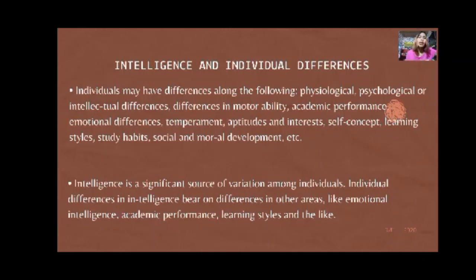Second, intelligence is a significant source of variation among individuals. Individual differences in intelligence bear on differences in other areas like emotional intelligence, academic performance, learning styles, and the like. So, for example, one's level of academic performance can be explained by one's level of intelligence. Thus, in a class, students may have differences in academic performance because of differences in their intelligence level.